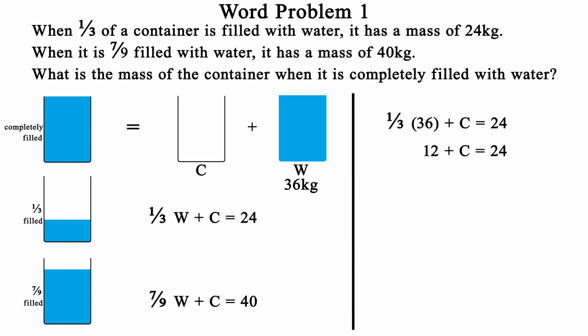So 12 plus C equal to 24. C equal to 24 minus 12. C equal to 12 kilograms. So the empty container weight is 12 kilograms.